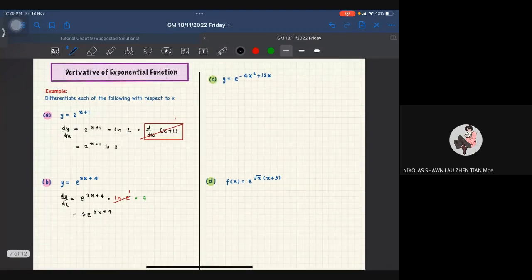Okay, so sekarang saya nak awak cuba soalan yang ni pula. Try doing this example C. Kalau betul-betul faham yang ini, what do you get? Saya bagi dalam 1 minit.